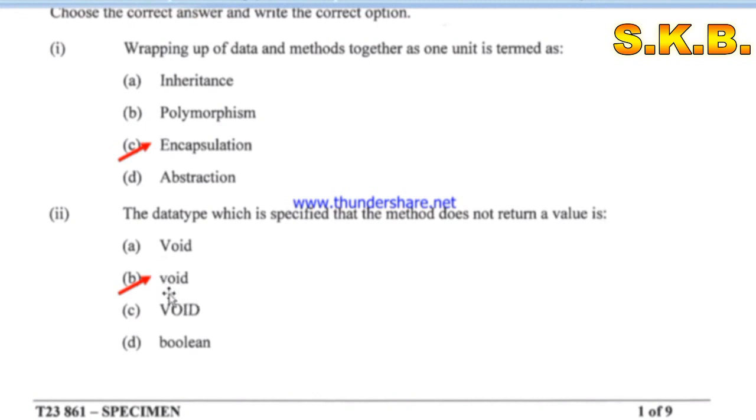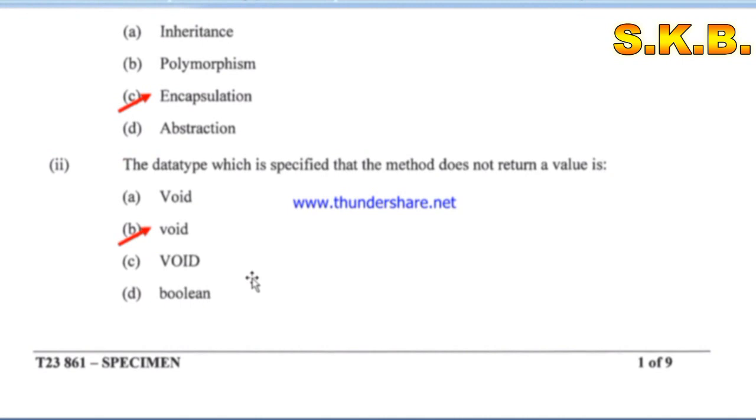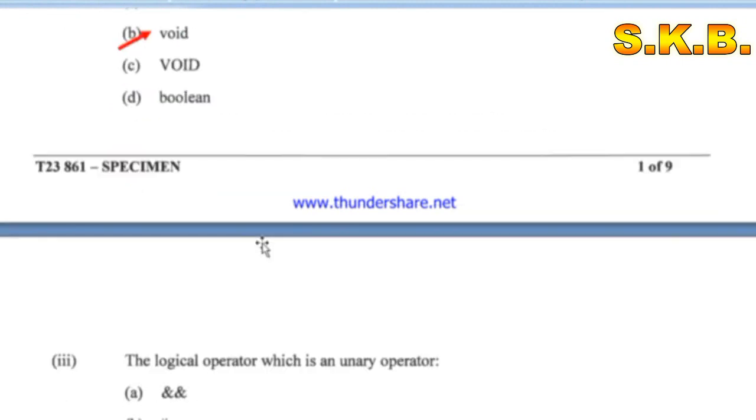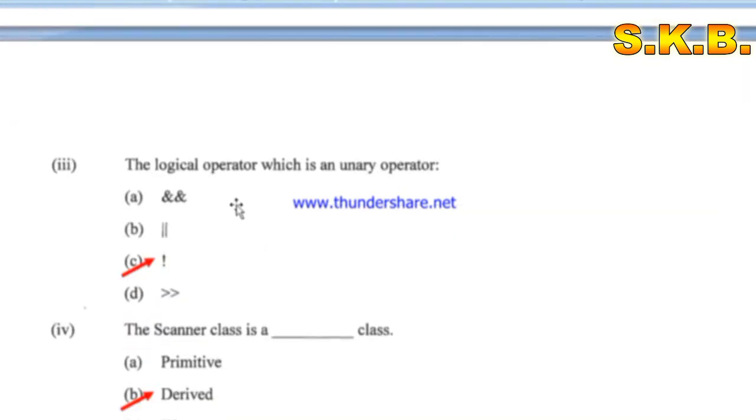All the void spelling should be in lowercase. So it is the correct option. Void, 2B is the correct answer. Now 3. The logical operator which is a unary operator.